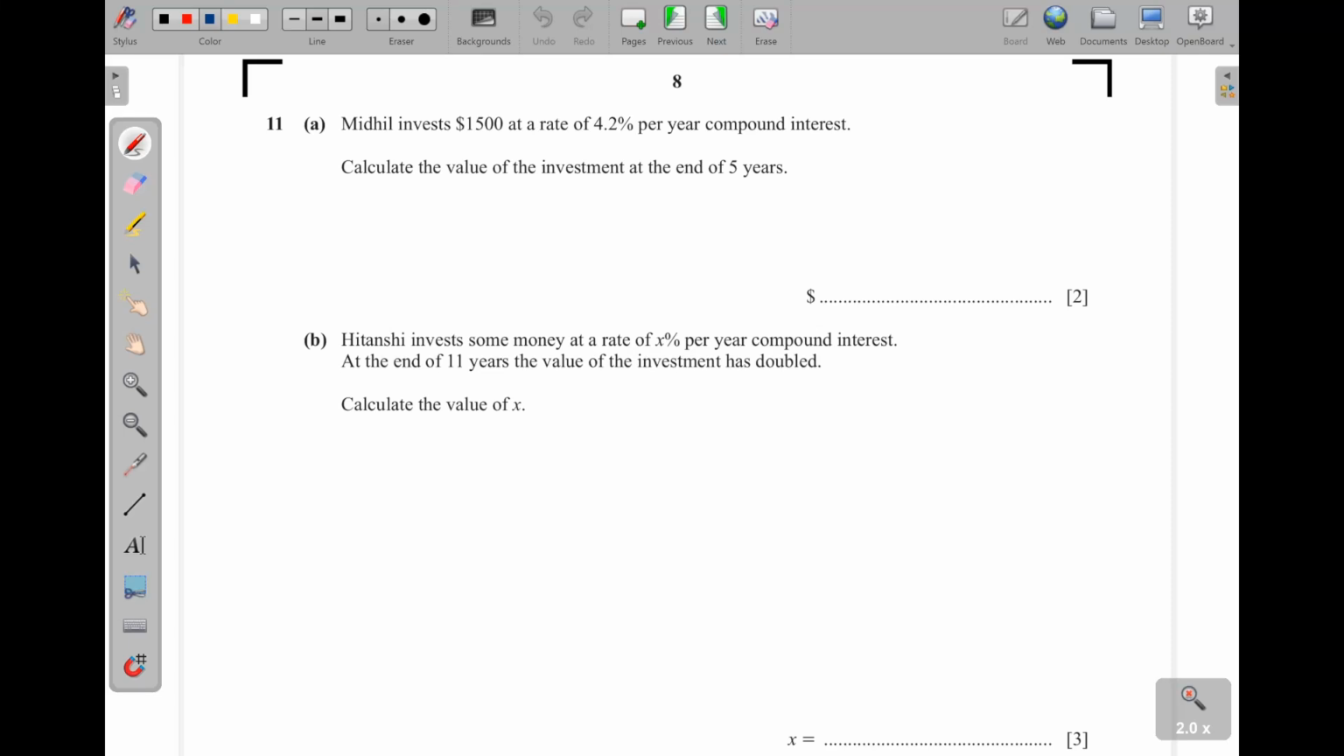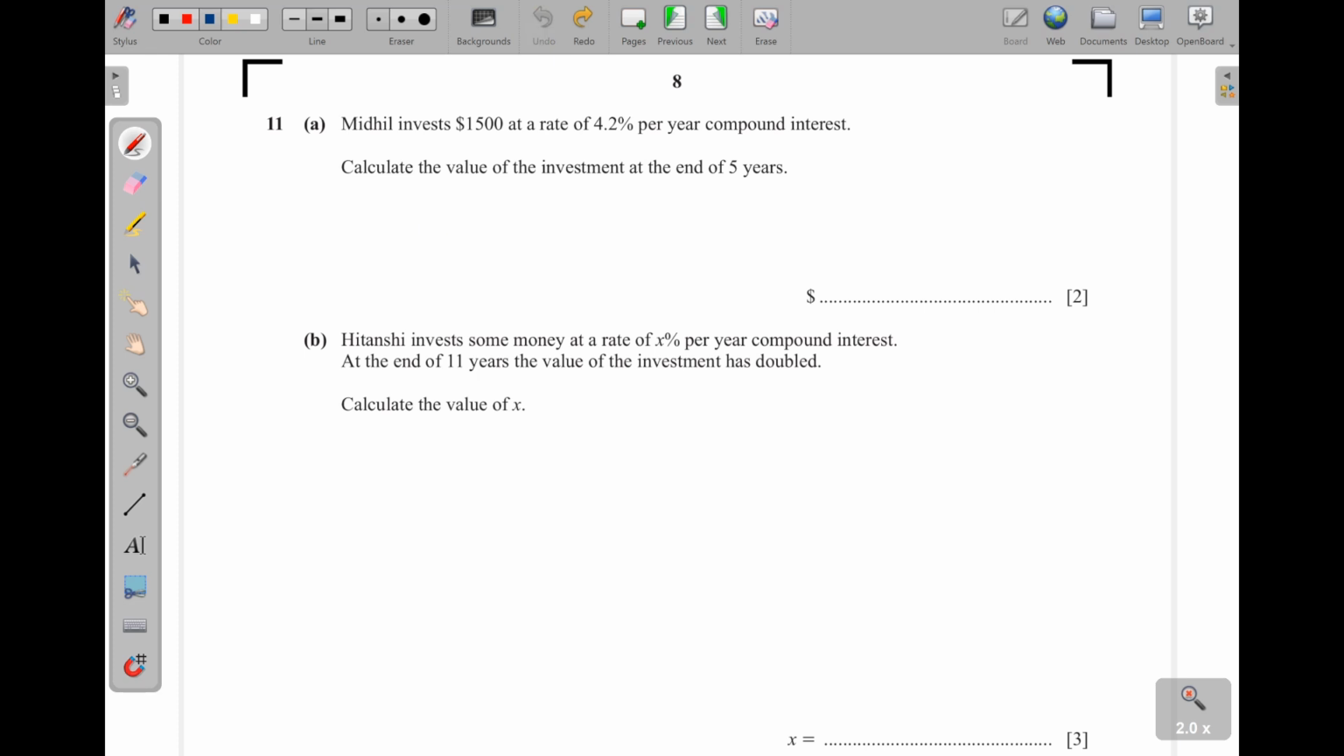Question 11. Part A. Midhill invests $1,500 at a rate of 4.2% per year compound interest. Calculate the value of the investment at the end of 5 years. So the value of the investment, don't write this. Usually students write compound interest is equal to P into, no, this is the amount or the value of the investment. You get the interest when you get the final amount, then minus the principal or what was invested.